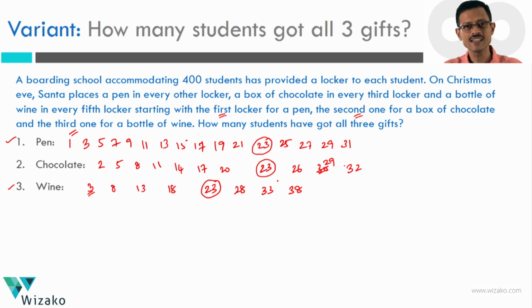So this is basically shortening the step, but I think whatever you have done is good enough from an exam perspective. We have found the first student. The first student to get all 3 gifts is the 23rd.